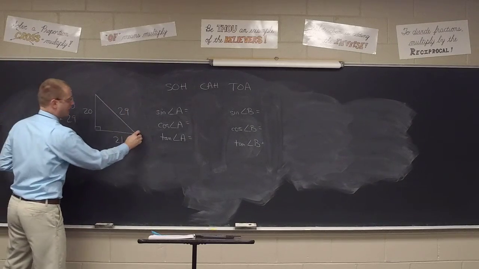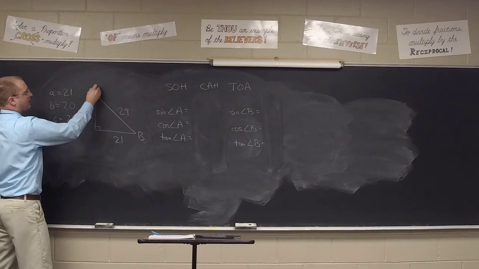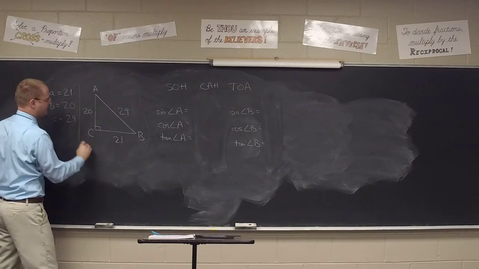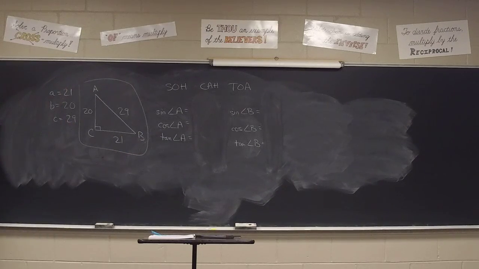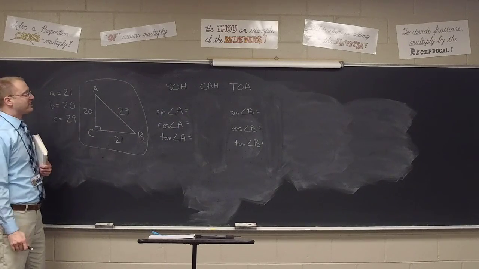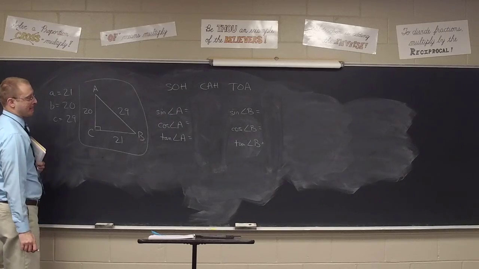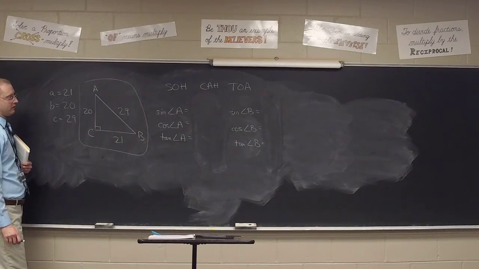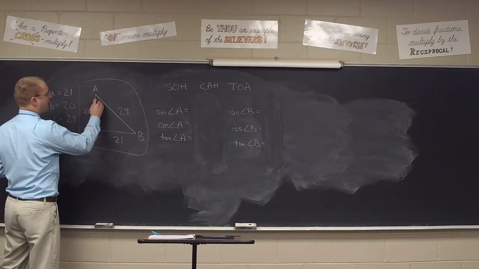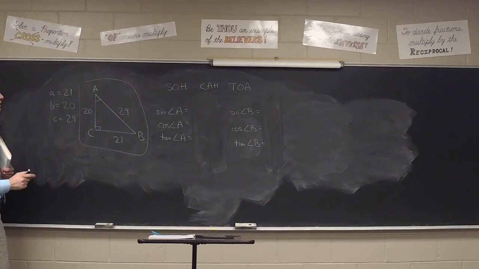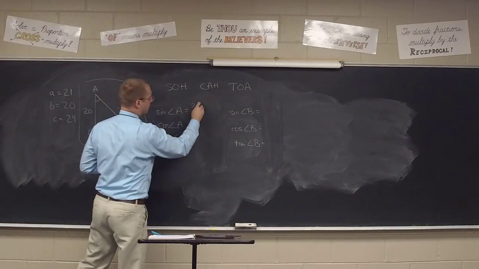Across from the 20, we've got to put the B. Across from the 21, got to put the A. And across from the 29, of course, we put the C. Check your picture. Did you get it? All right, so for the sine of angle A, what would we get, Jamie? Is it 20 to 29? What is sine? Sine is opposite over hypotenuse. All right, so looking at angle A, opposite over hypotenuse. 21 to 29. 21 to 29, all right.